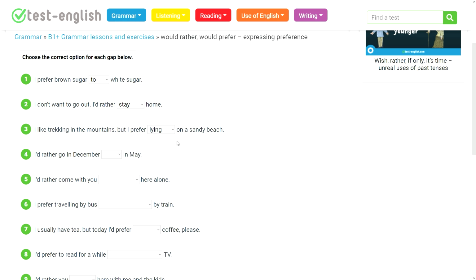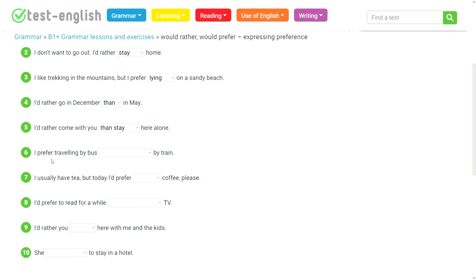I'd rather go in December, blah blah in May. Okay, what was the brother or sister of would rather? I already know that. It was, of course, then. I'd rather come with you, blah blah here alone. Again, after would rather, if we are between two choices, two options, I should be looking for then. And afterwards, I need to be looking for verb 1. So I'd rather come with you than stay here alone.